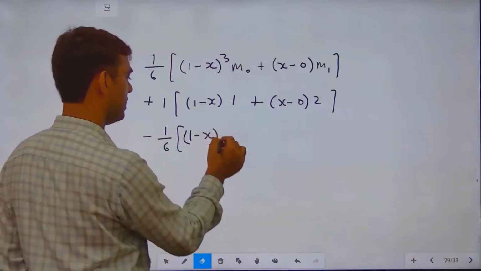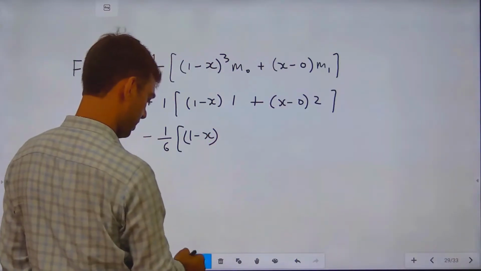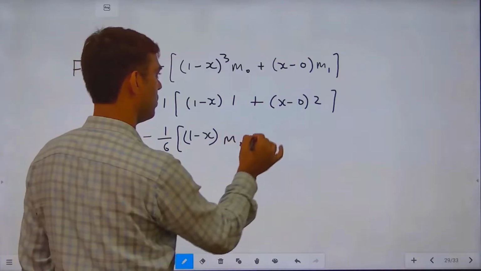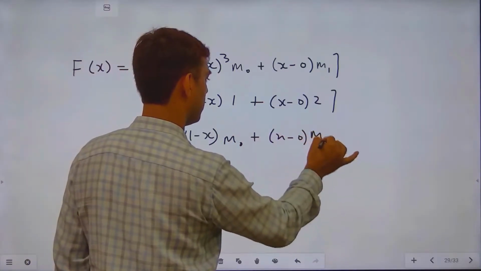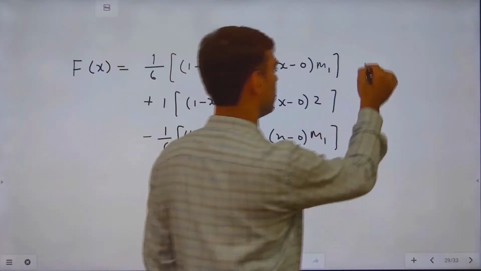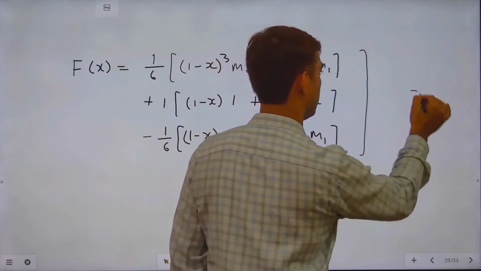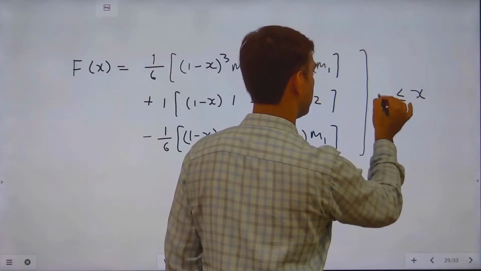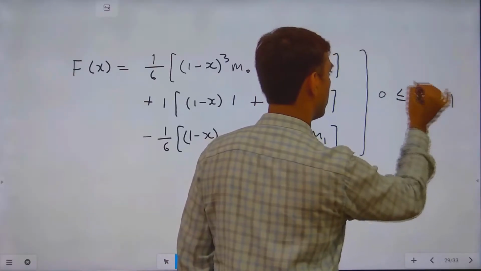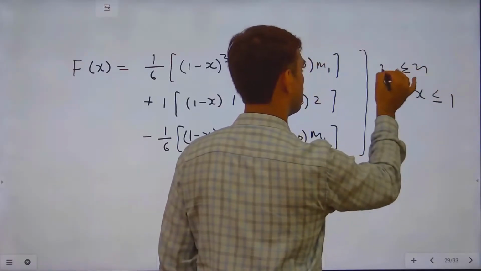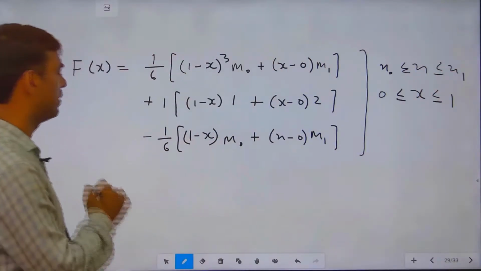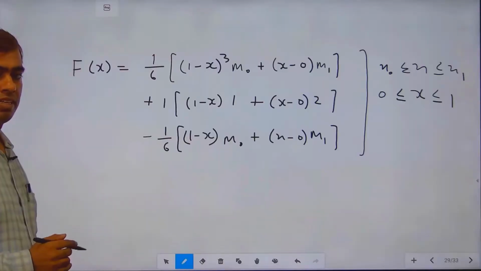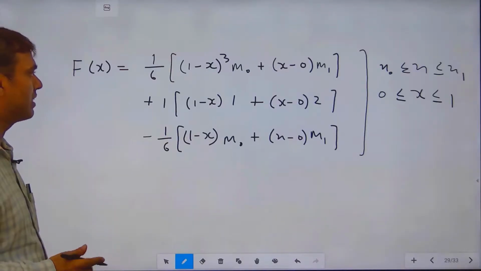So for 1 minus x, here we put m0, plus x minus 0, here we write m1. This is the f(x), x lying between 0 to 1, or x between x0 and x1. This is a cubic spline. So what is the remaining term?